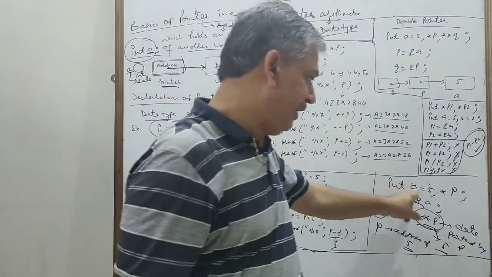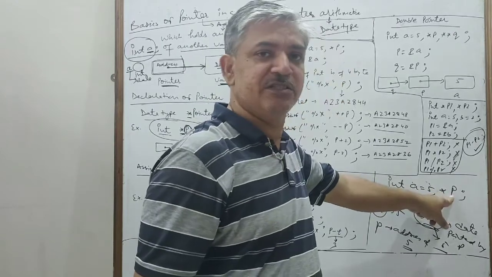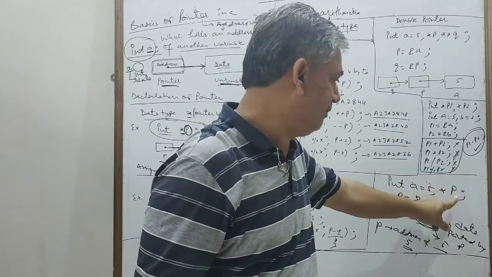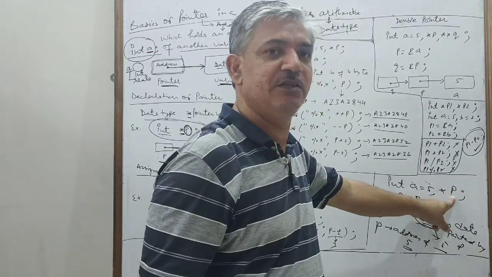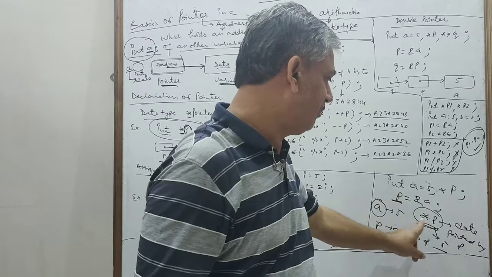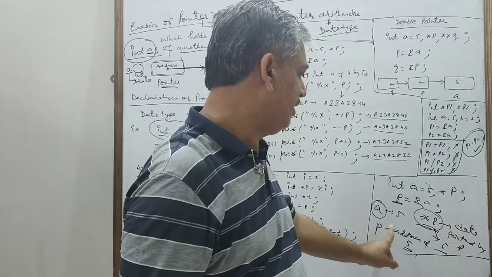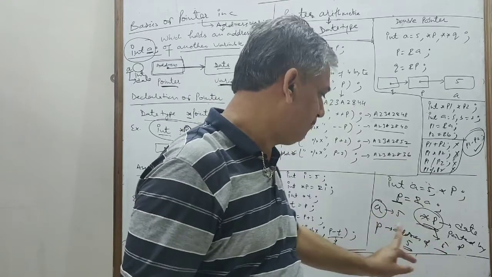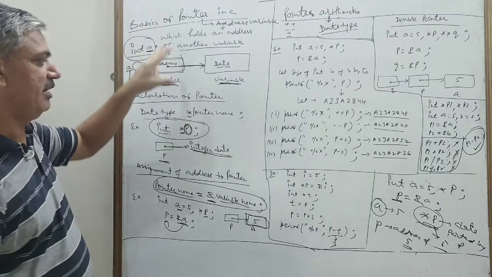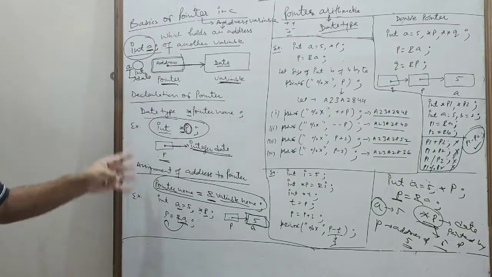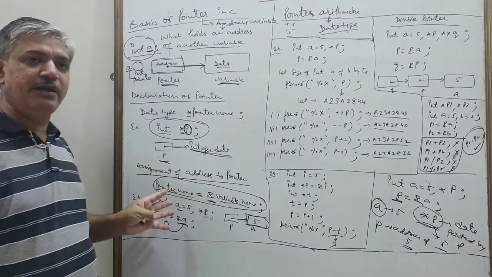So a represents the data, *p represents the data, and p represents the address. P is a pointer, but *p represents data. *p is the data which is pointed to by p. So *p is 5, but p is the address of it. Clear?